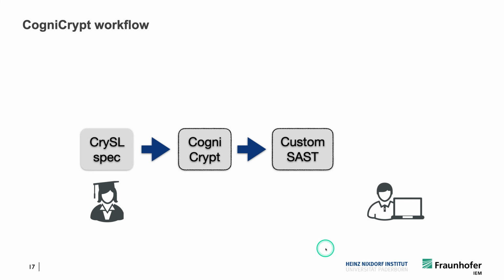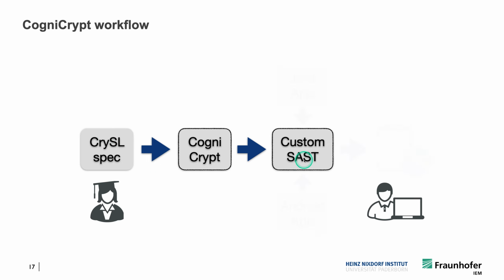And then we have this general CogniCrypt workflow. So the idea is, like I said, you have some expert that writes these CrySL specifications. And then we have the CogniCrypt tool, which we wrote. And using these specifications, the tool is parameterized to actually give you a customized static application security testing tool. Okay, and that's nice because the tool itself doesn't need to be changed when the API changes. The only thing you need to change is the CrySL specification.